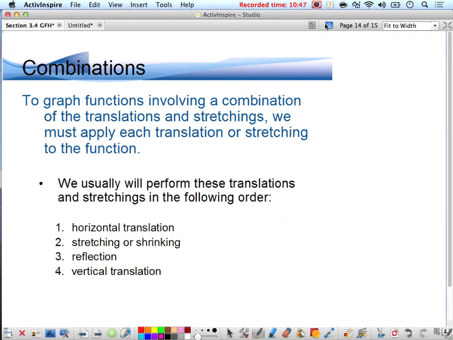So the last thing we need to talk about before we call it quits on section 3.4 is what to do if you have multiple things being done to one equation. And believe it or not, the order does matter. Now, it doesn't always matter for vertical and horizontal. Those don't matter really. But if you've got reflections and you've got stretches in there, the order can really kind of mess you up. So you need to always do these in this order, typically. Horizontal, so first we're going to do the left or right. After you move it left or right, then you're going to stretch or shrink. Okay, that's when you're going to multiply your y values.